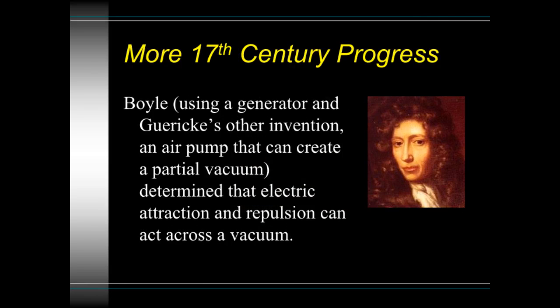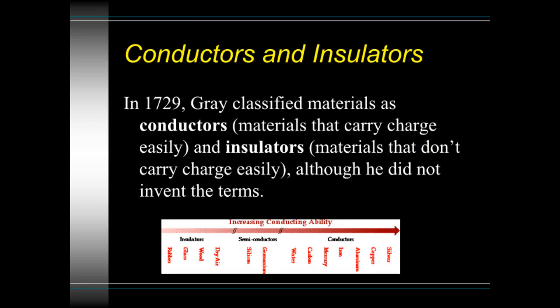Boyle determined that electric attraction and repulsion can act across a vacuum. You may remember this from Grade 9 Science. Everything has its ability to share or hold electrons, we call that the electrostatic series. When two different objects rub against each other, one object will keep more electrons than the other. As a result, one will charge negatively and the other will charge positively.